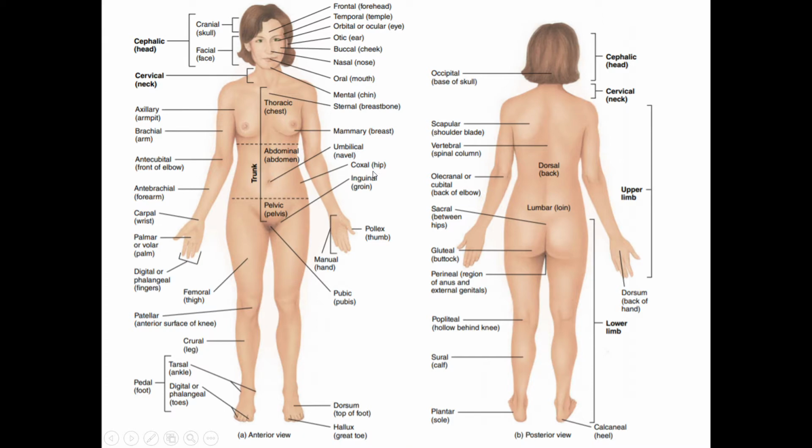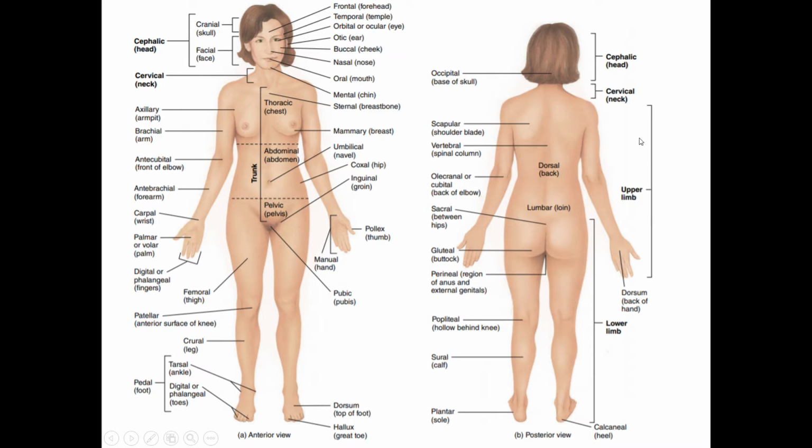Then hip bone, or your hip part, is your coxal. And your groin, or your singit, is what you call inguinal. Your thumb is pollex. Then your hand is called manual. In your pubic area, that is your pubis. So that's for the anterior view.